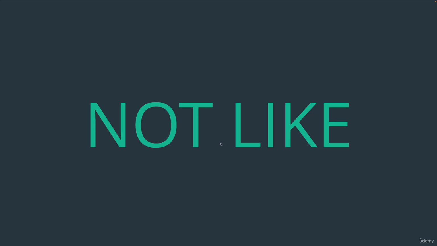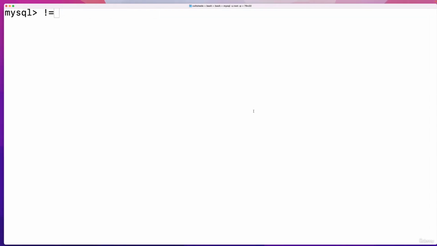Next up, we have the NOT LIKE operator, which hopefully is somewhat self-explanatory if you remember what LIKE does. We now have NOT LIKE. So this allows me to do things like, let's say I want to select all the books that have a space in their title. So I would do some sort of pattern matching, right?